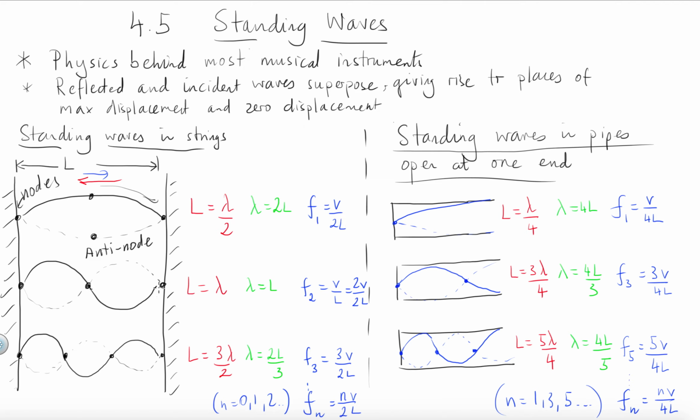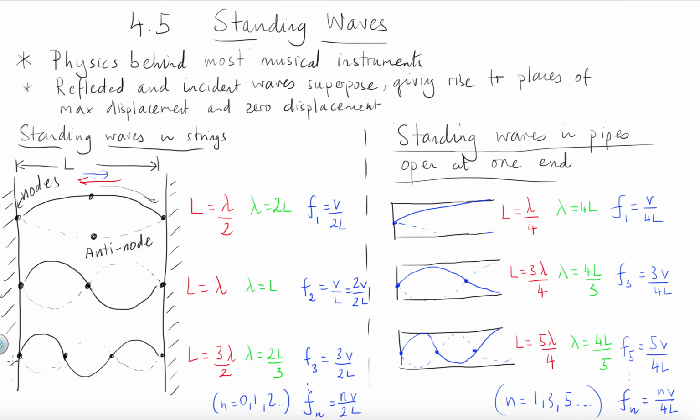The next harmonic is when we still have to have two nodes at either end, but we can fit in another node in the middle. So here the length equals 1 lambda, therefore lambda equals the length, therefore the next frequency is equal to v over L, which is the same as 2v over 2L.